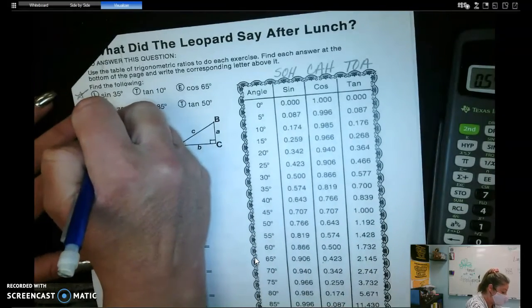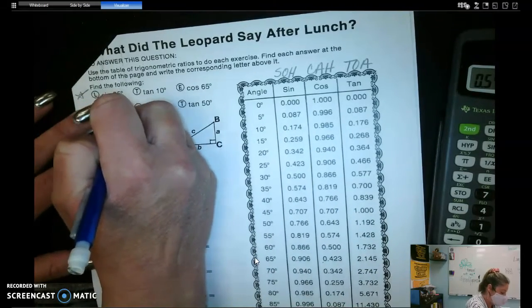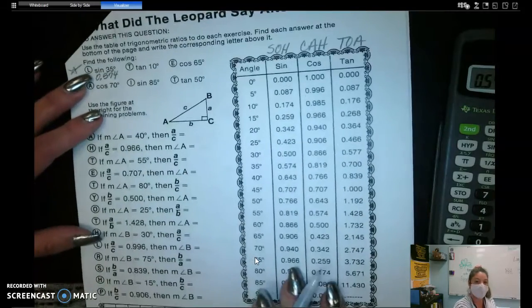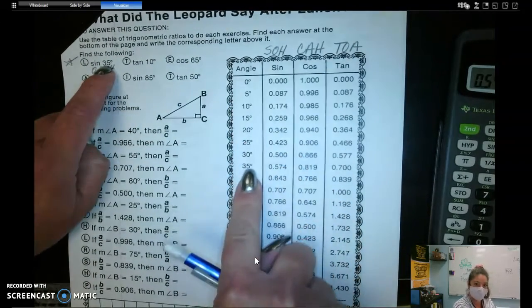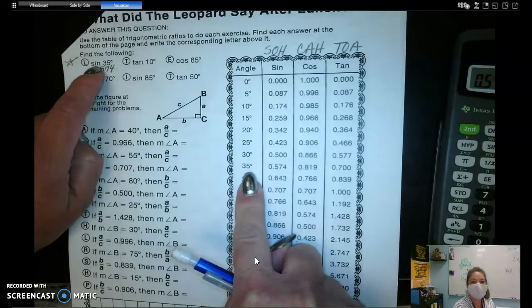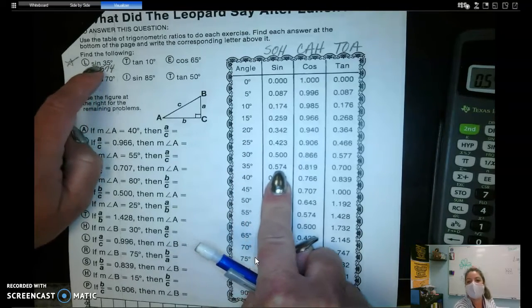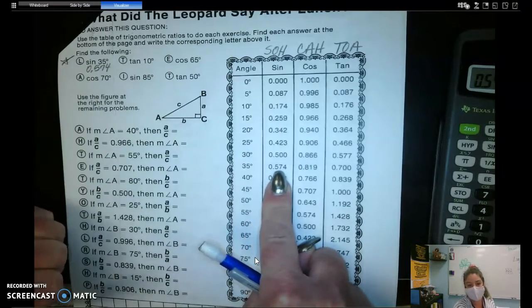If you're going to use the chart, what you would do is go down to 35 degrees, and then because it's the sine, you go to the sine column. And so this answer is 0.574.